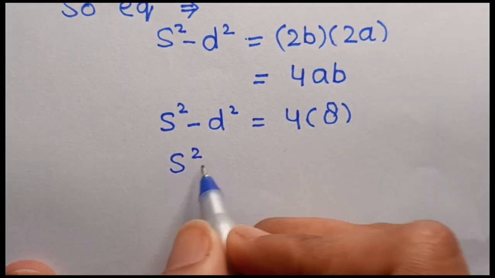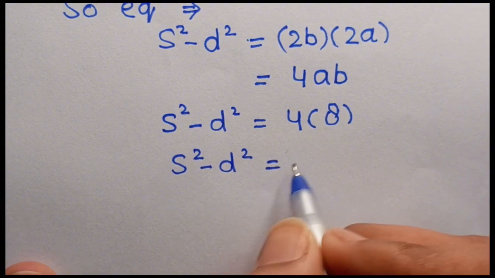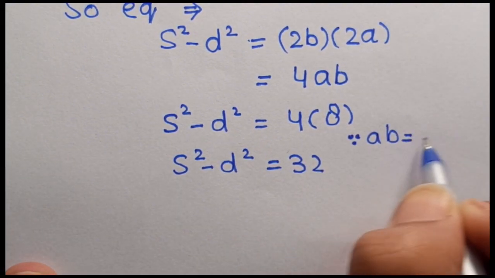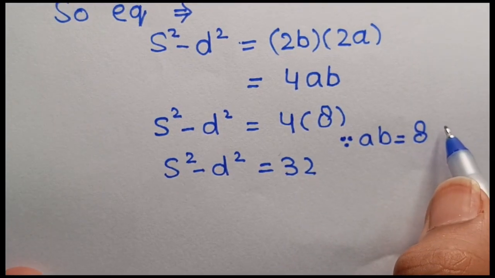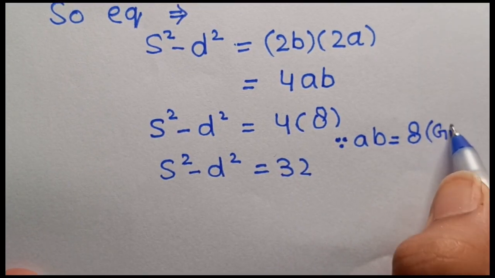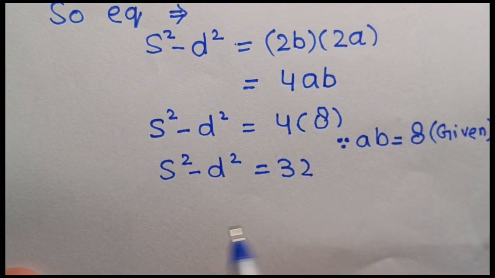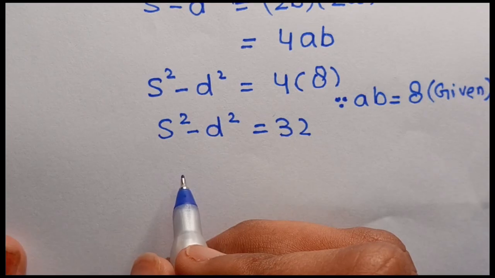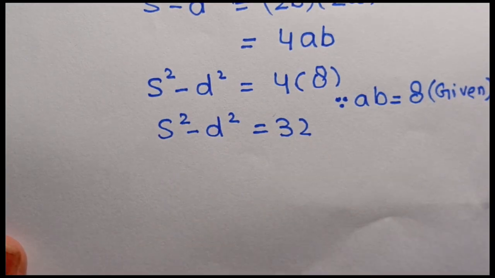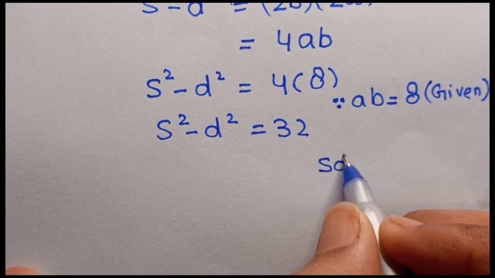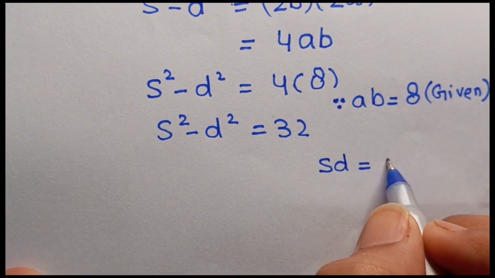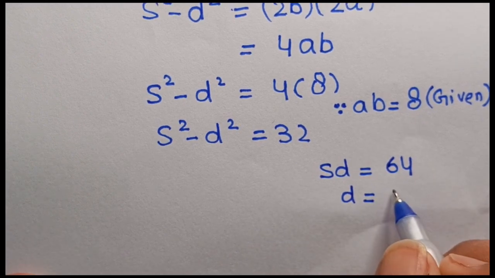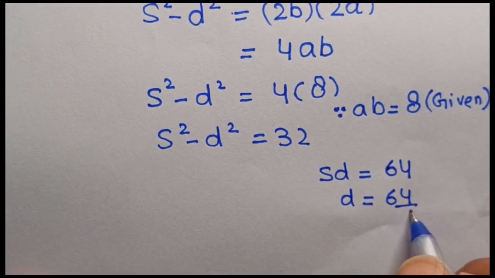But initially we have the equation ab is equal to 8. Put the value of ab. 4 times 8 is 32. It's given that sd is equal to 64.